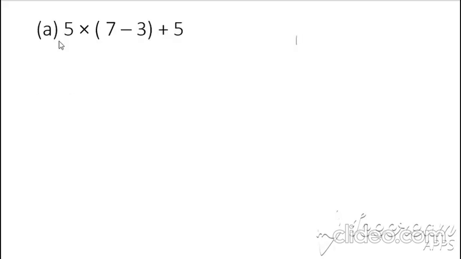Okay, so you're given 5 times open bracket 7 minus 3 close bracket plus 5. How can you go about this question? Before you answer, you need to come up with BODMAS, so that you can be guided on which part to start with first. So let me do the BODMAS thing. BODMAS is like this. This one will help us.